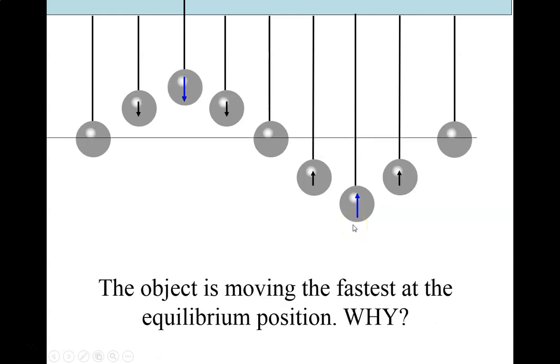Now, the object is moving the fastest in the middle at the equilibrium position because it's been accelerating all the way down, and as soon as it flips to the other side, the force flips to actually slow it down. So it's slowing it down as soon as it crosses the equilibrium position.